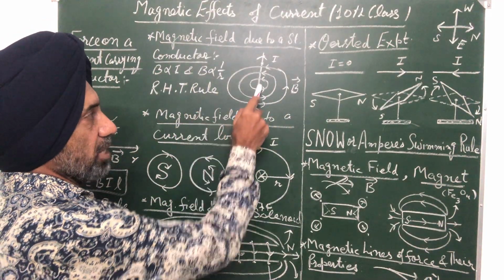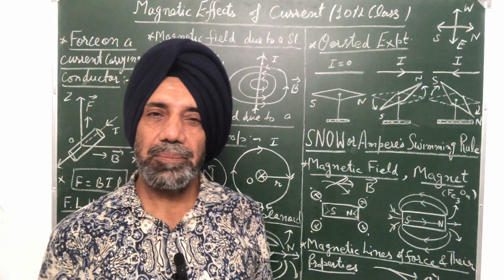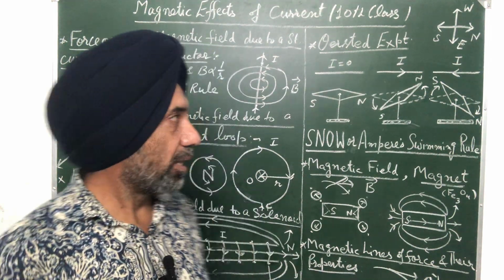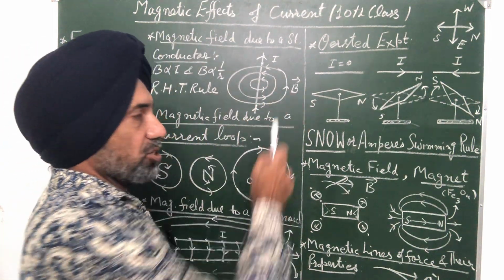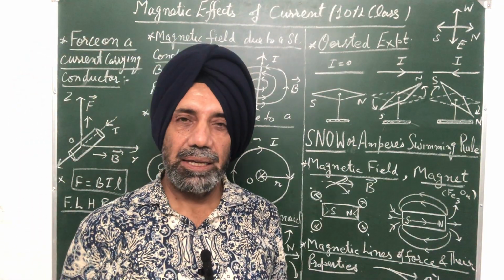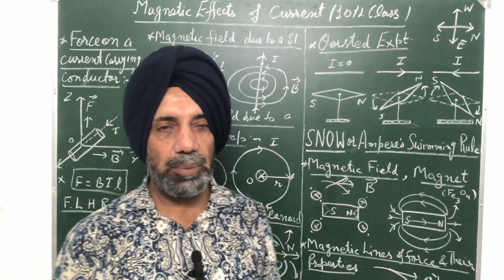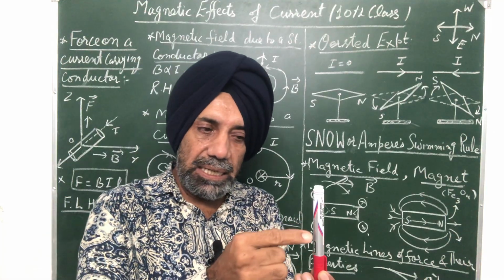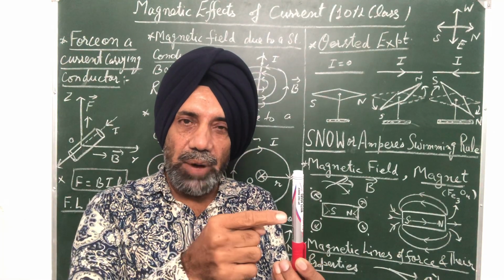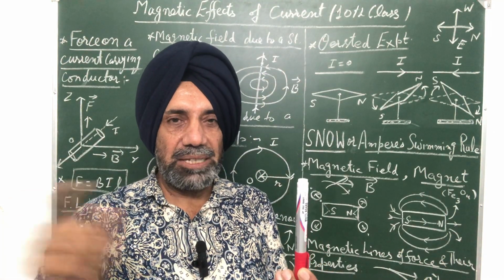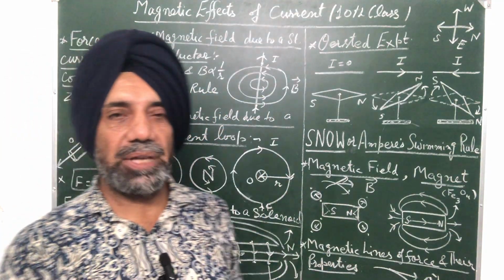The more the current through a straight wire, the more the magnetic field, and the more the distance of the point from the wire, the less the magnetic field. The magnetic field produced by a straight wire carrying current decreases as we move away from the wire, and is maximum just at the surface of the wire.